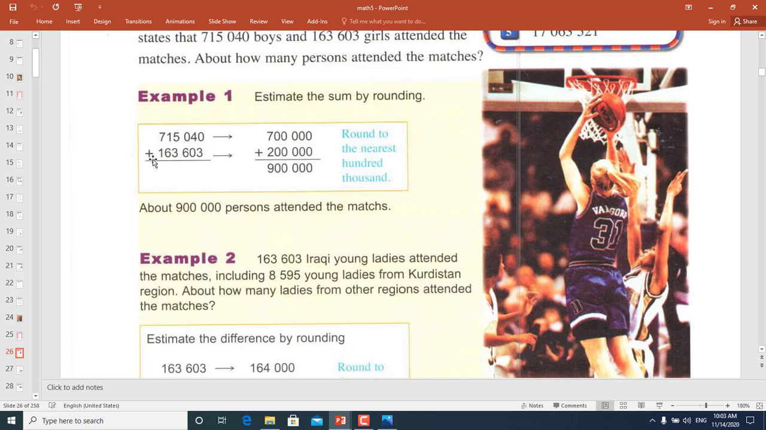After that, we look at the sign. It's plus. We write it again and we add them. 0 plus 0, it is 0. 0 plus 0, it is 0. 0 plus 0, it is 0. And there it's also 0. 7 plus 2, it's 9.